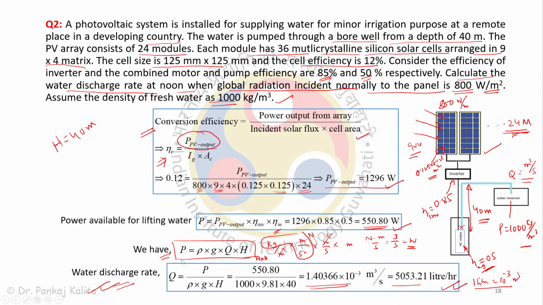With this much power available to the AC motor, we have P equal to rho g Q H. We know rho equals 1000 kg per meter cube, g equals 9.81 meter per second square. Q is the water discharge that needs to be calculated, and h is the depth of the borewell, that is 40 meters. Putting in all these values, we get 1.41 times 10 to the power minus 3 meter cube per second, which translates to 5053.21 liter per hour. That is the amount of water that can be discharged with this much solar cell capacity.